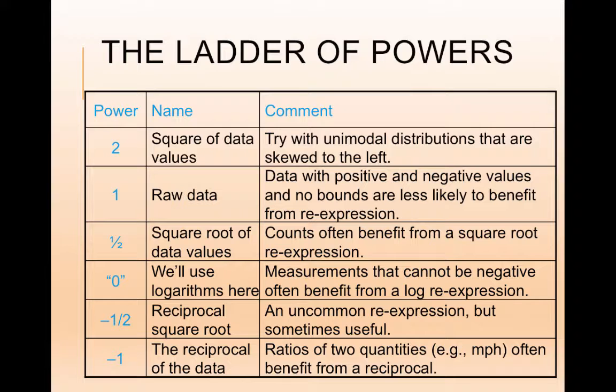So a power of 2 means that would be y to the second power, or y squared, which is why the name is a square of data values. This is often helpful when the data is unimodal and skewed to the left. If it's skewed to the left, that means the majority of the data are higher data values, and then you have some that are a bit smaller.